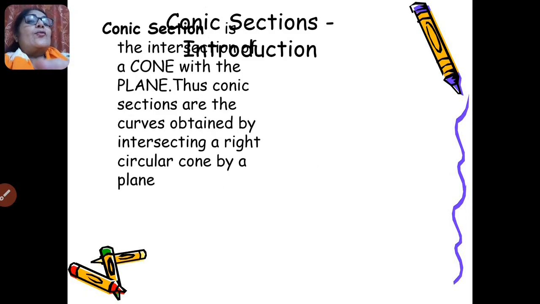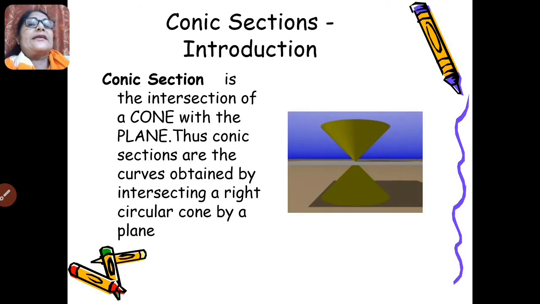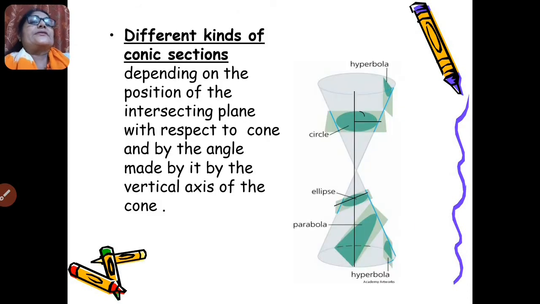Now, what are conic sections? A conic section is the intersection of a cone with a plane. Thus, conic sections are the curves obtained by intersecting a right circular cone by a plane. Why do we call it conic section? Because they are the sections formed by a plane with the cone. That's why we call it conic section.